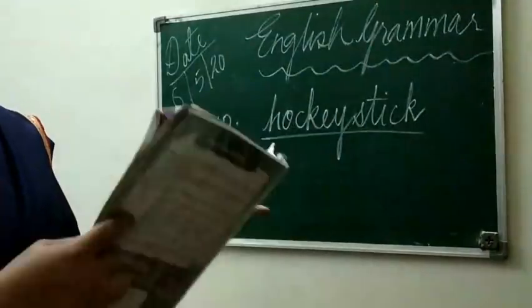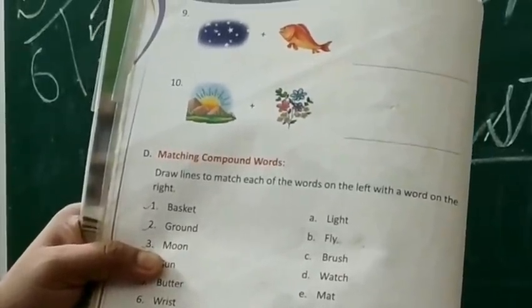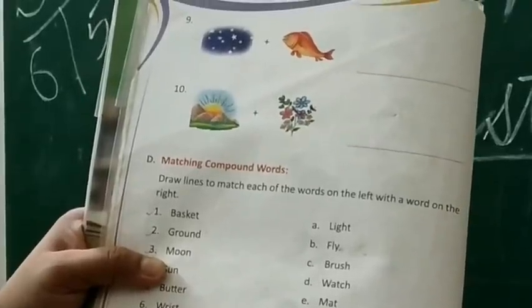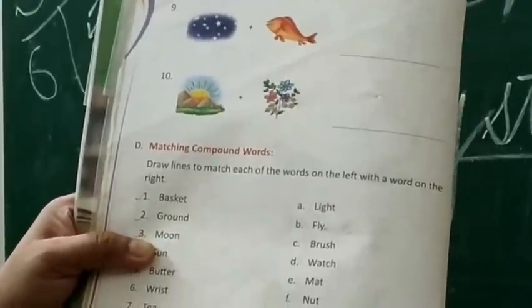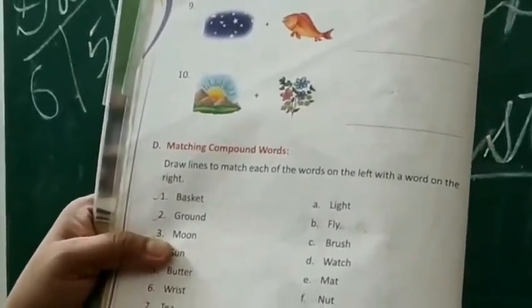Now, in the ninth one, the first picture is of star and the second picture is of fish. When you combine both the words, the new word will be starfish. In the tenth one, the first picture is of sun and the second picture is of flower. The new word will be sunflower.